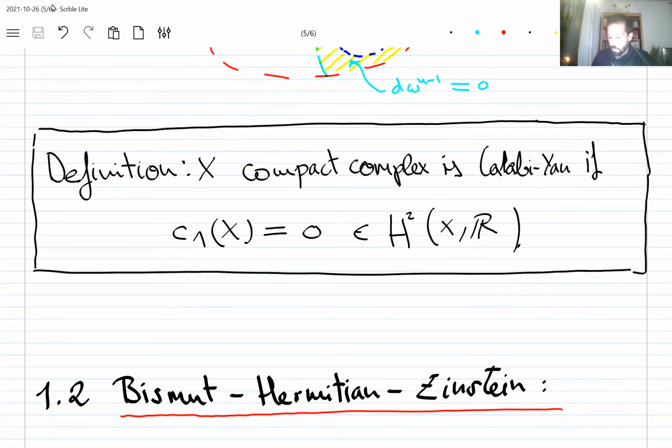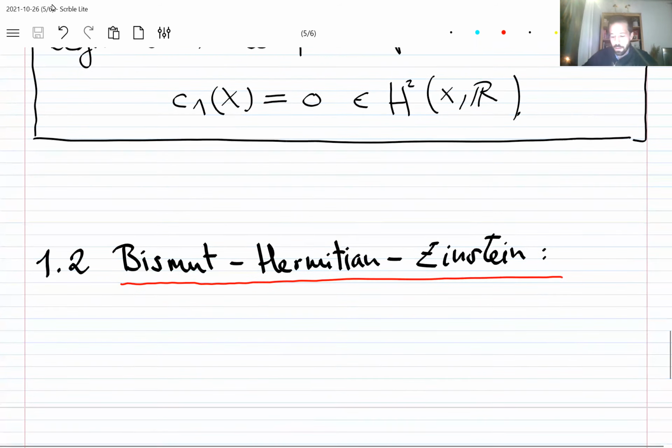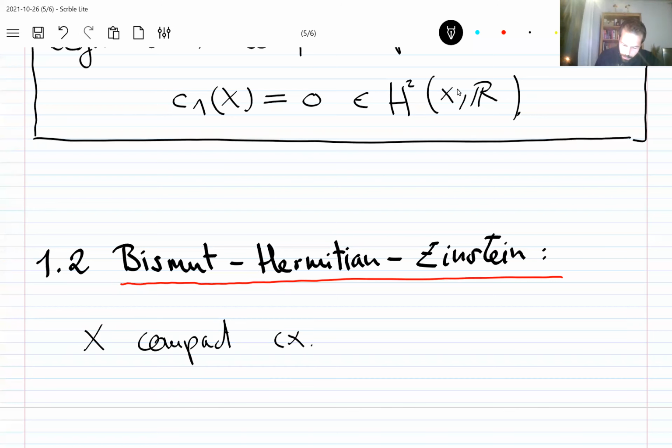So if there are no questions about this brief introduction, let me start by talking about these Bismut Hamiltonian metrics. So X is a compact complex manifold. G is going to be a Hermitian metric.